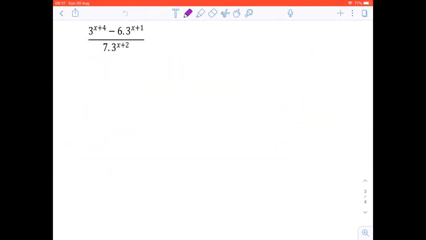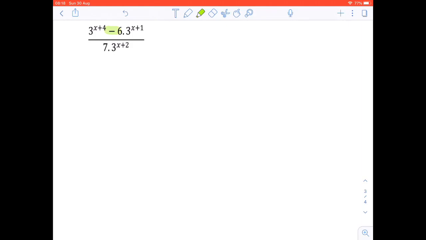Let's try one last example. 3 to the x plus 4 minus 6 times 3 to the x plus 1 over 7 times 3 to the x plus 2. Which of the two types do you think this one is? The multiplication type or the addition or subtraction type? I'll give you a moment to think. You should have noticed the minus sign. Therefore, it's the addition or subtraction type.